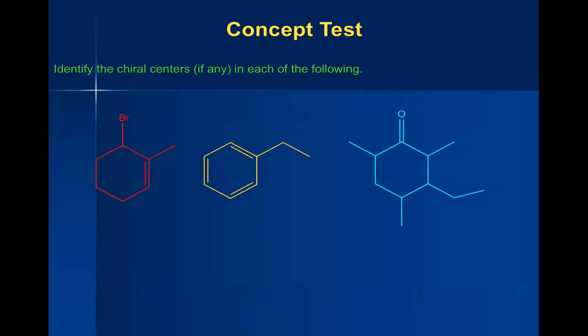So let's do a real quick concepts test. Identify the chiral centers, if there are any, in each of the following molecules: the red, the yellow, and the blue. And you can work with your partner. Take a minute.